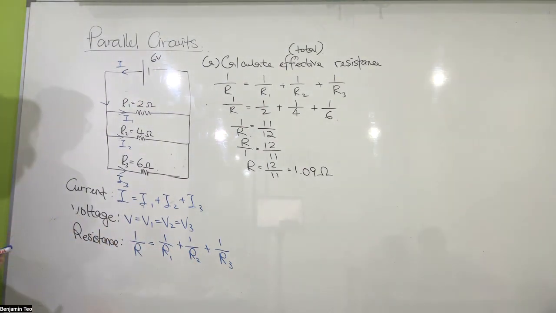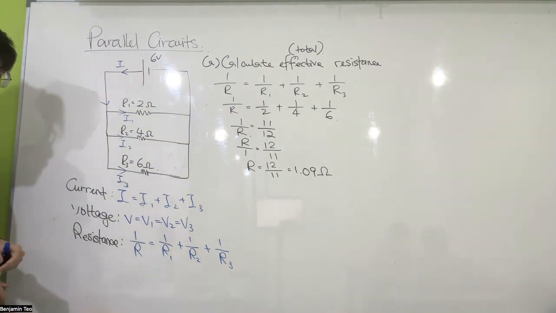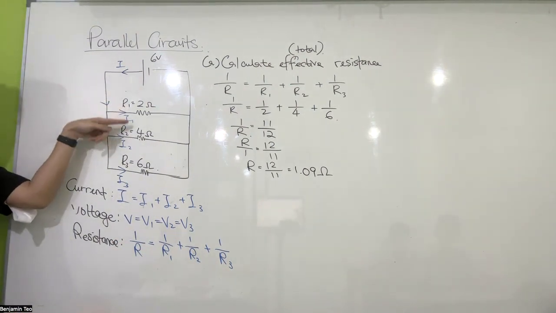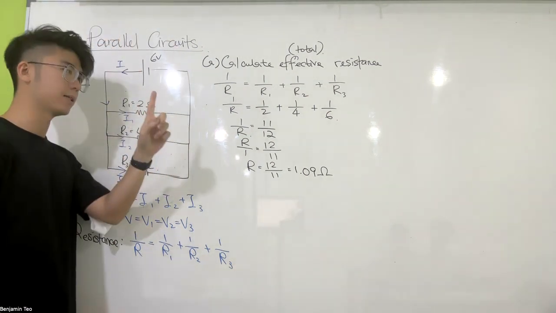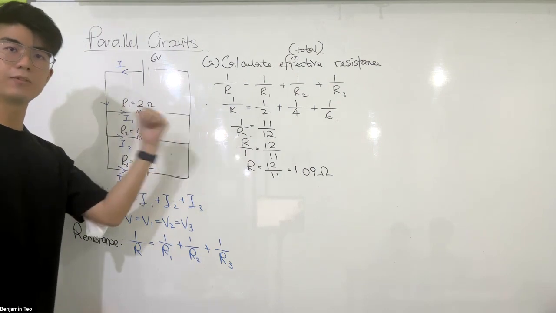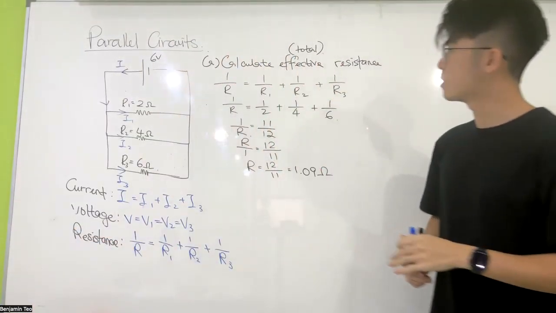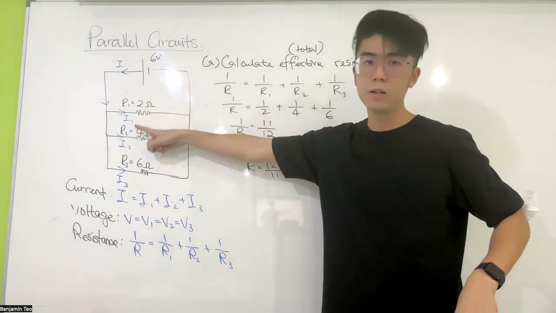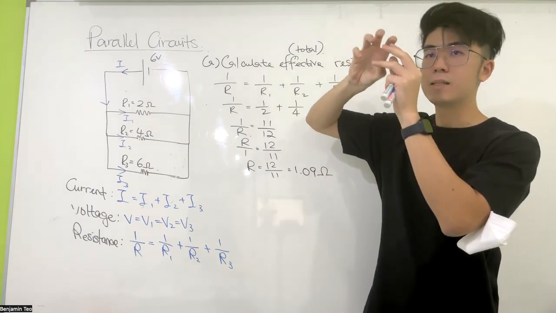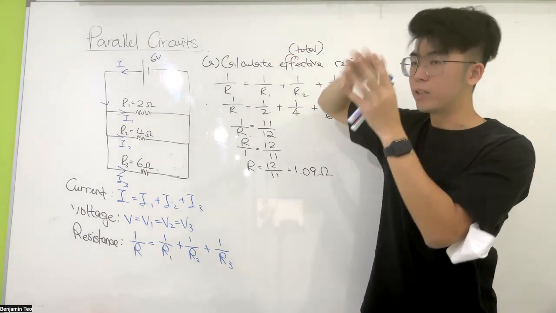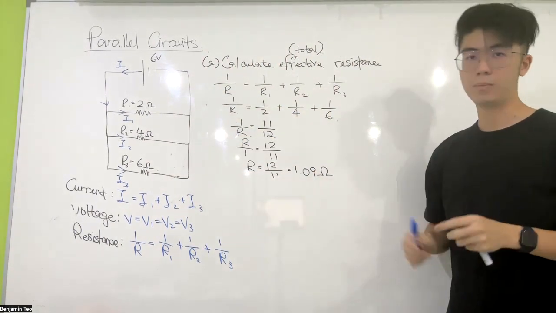Okay, effective resistance, the meaning is if I were to replace all these 3 resistors with a single resistor, what is the resistance going to be to give the same result? I repeat one more time. Effective resistance means if I were to replace all these 3 resistors with one single resistor, what is that resistor's resistance to give me the same effect as the 3 resistors. That's going to be 1.09.